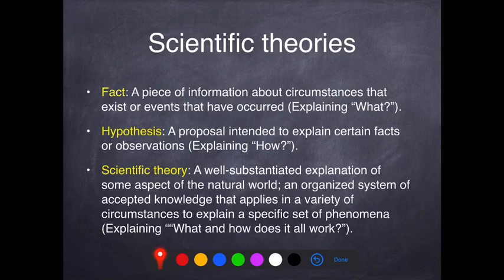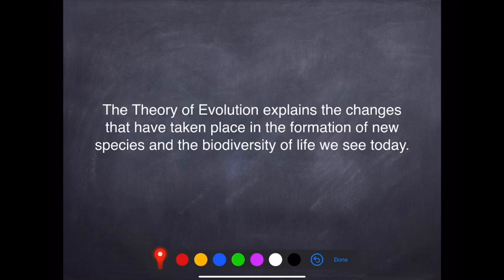So, for example, we would ask, what and how does it all work? It's a specific set of phenomena that we're trying to explain. The theory of gravity, for example, is a theory which explains a bunch of observations and hypotheses, which then led us to accept that certain facts were true. Now, evolution is a theory in that sense, that it is an explanation about a bunch of observations and a number of facts, which puts it all together in a way that makes sense for everybody. So it makes sense about the formation of new species, and it makes sense of the biodiversity that we see today.